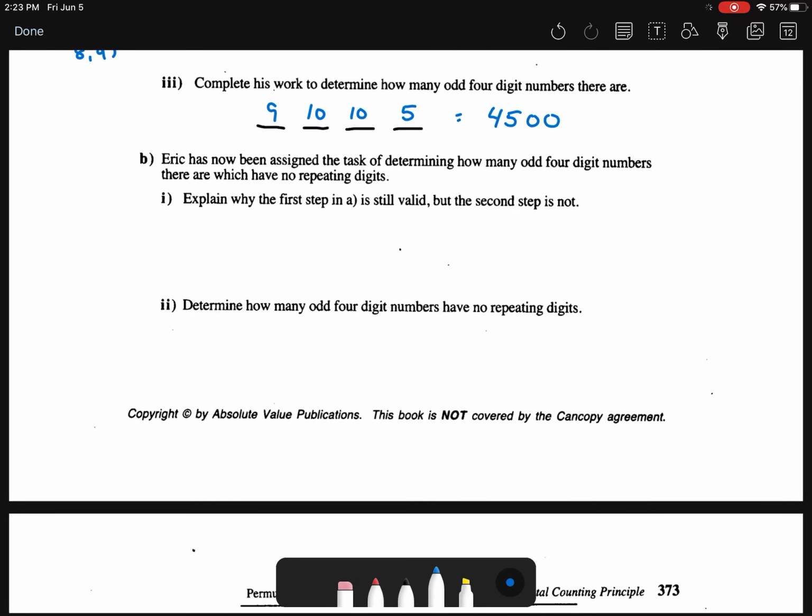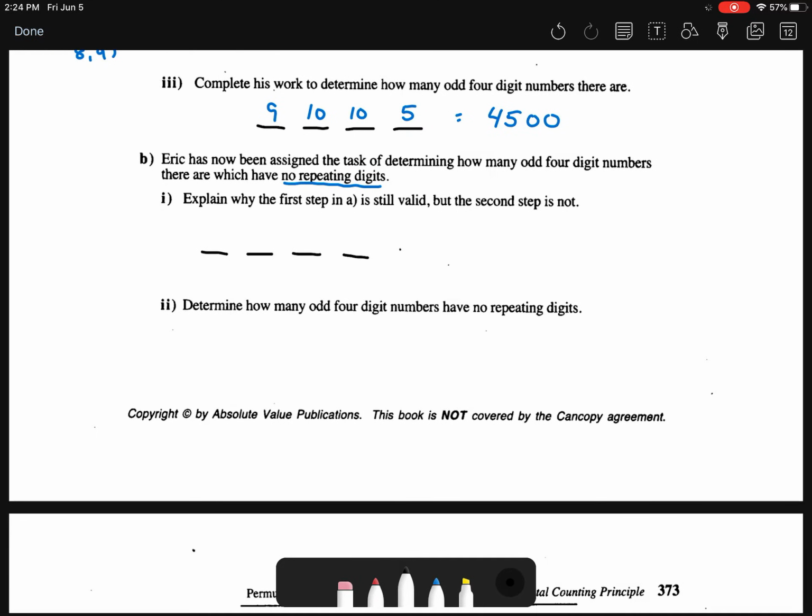Now in part B, it says Eric has now been assigned the task of determining how many odd 4-digit numbers there are which have no repeating digits. So here's another restriction that we have to adhere to. Part A was a 4-digit odd number, but they said nothing about repeating digits. So even if I used a 3, I could use a 3 again. This time they're saying once I use a number, I cannot use it again. So now it says explain why the first step in A is valid, but the second step is not.